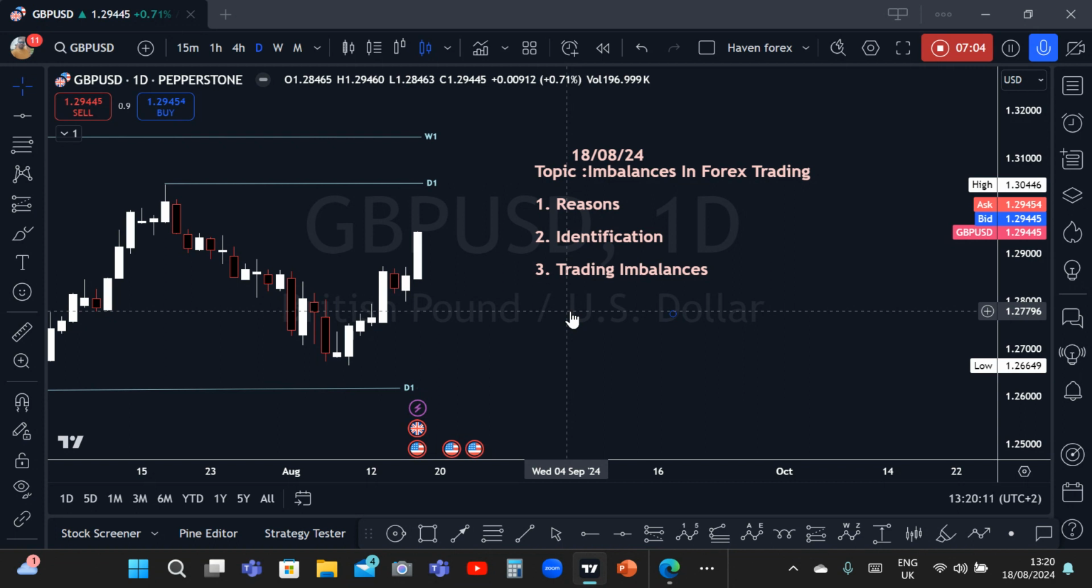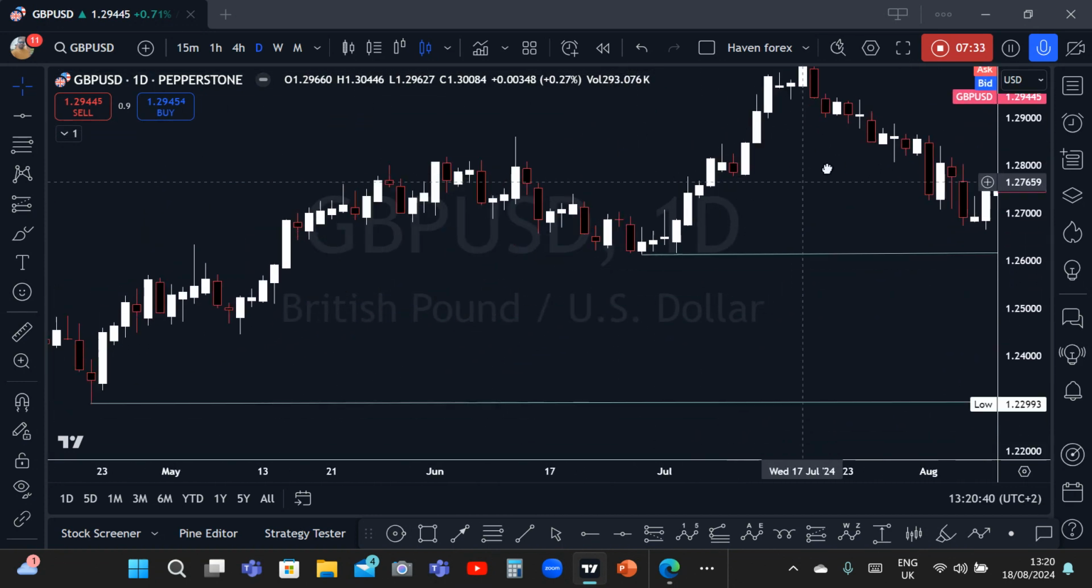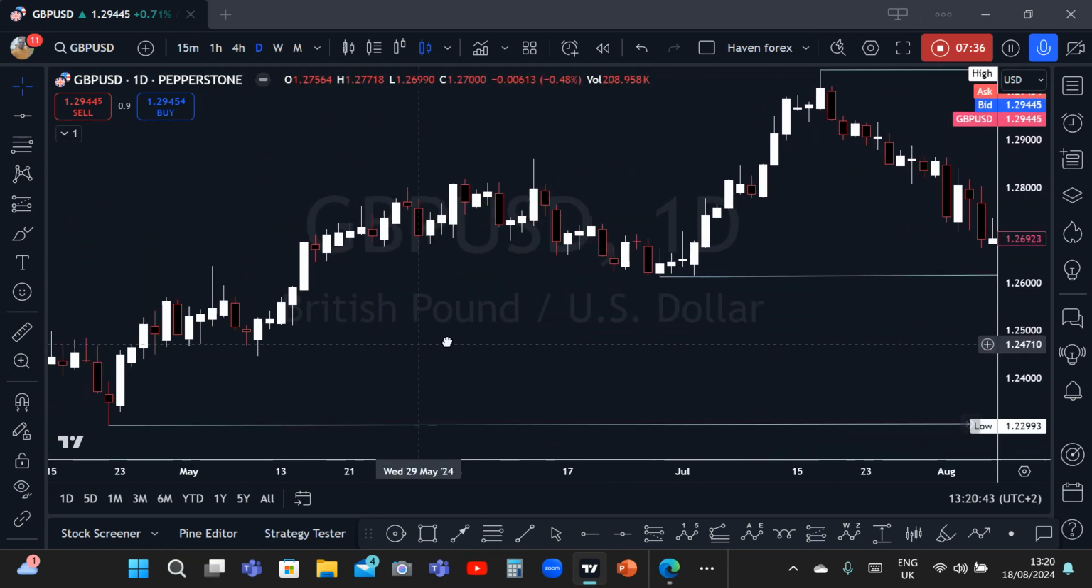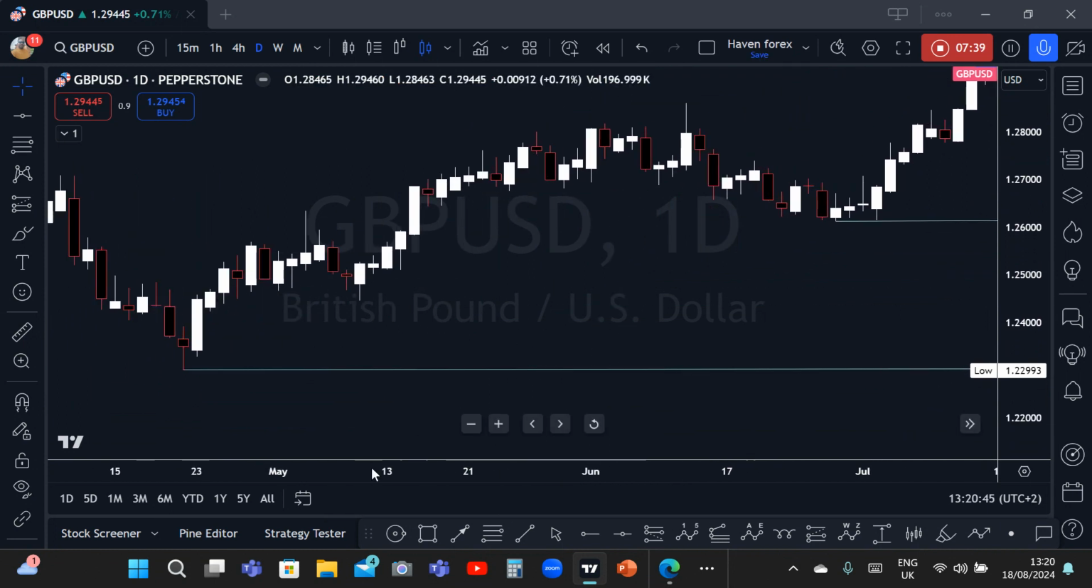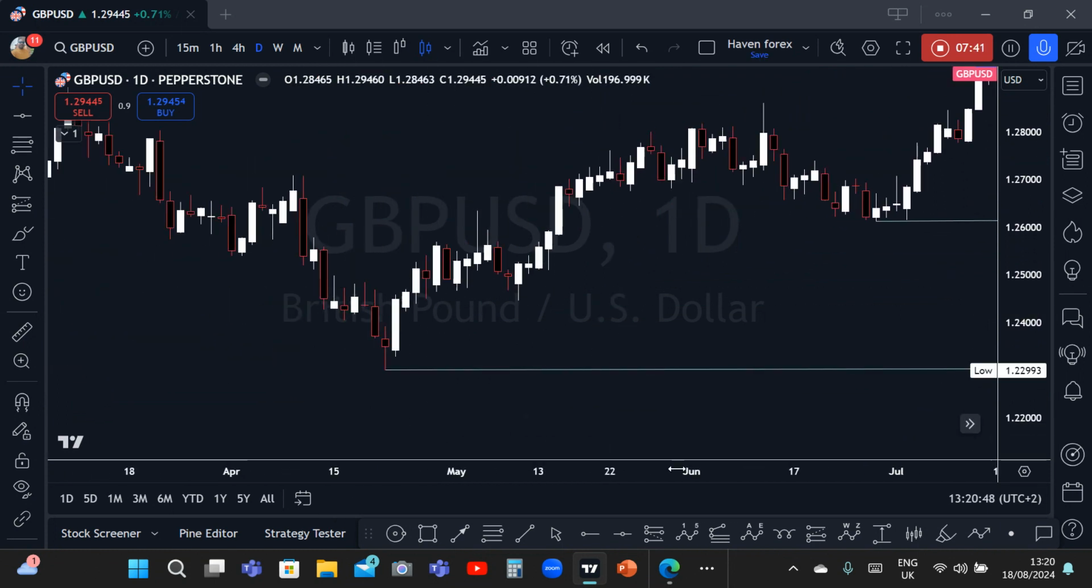All right. Another point is how you can identify imbalances in the market. You identify them by what? Candlestick patterns. All you need to do is look for full-bodied candles with little or no wicks. I am going to be showing you guys this so that you will understand immediately before we move forward.